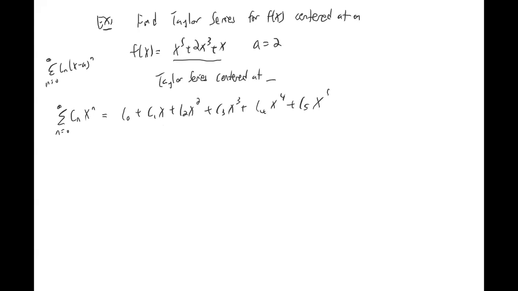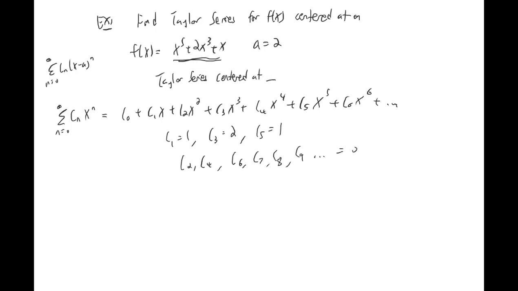So on and so forth, right? And this thing is just this with what's the coefficient of x? C1 is 1. What's the coefficient of x cubed? It's 2. And the coefficient of x to the fifth is 1. And then you have C2, C4, C6, C7, C8. Everything else, right, is 0. So this is just a Taylor series centered at 0, right?